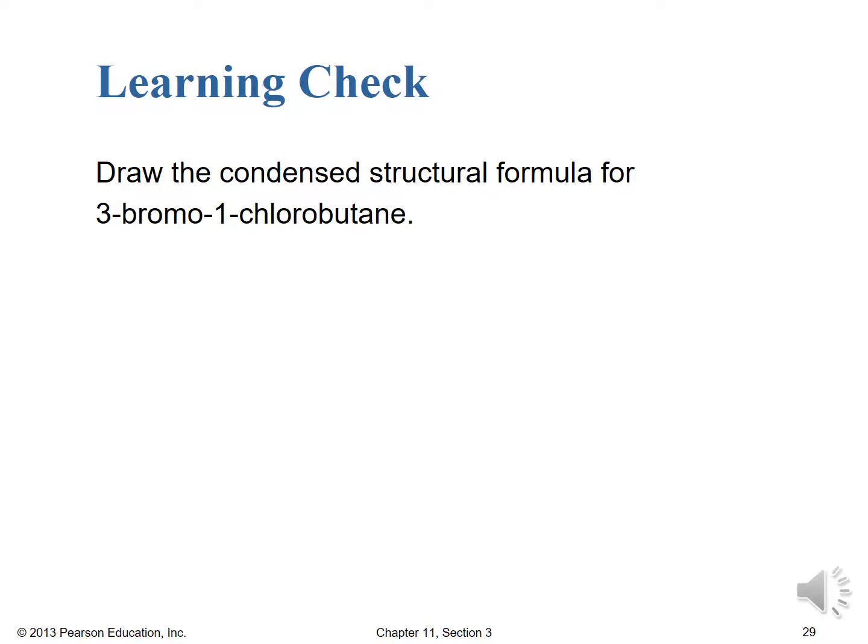All right, so after that brief little look at taking a structure from a name, let's see how you do on this learning check. In this learning check, you're asked to draw the condensed structural formula for 3-bromo-1-chlorobutane. So please go ahead and pause the video here while you work, and once you're done with your work, please start us back up so that we can compare our answers.